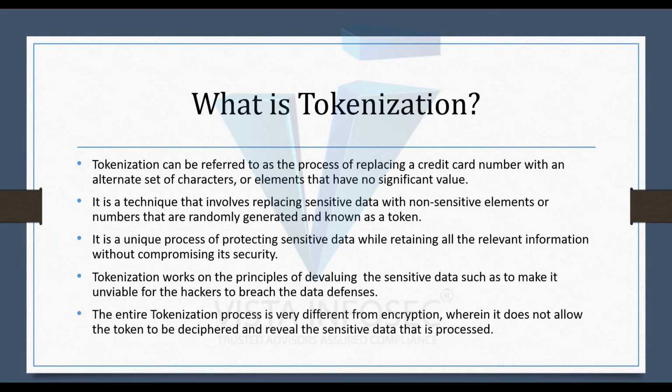Anyway, so what is tokenization? Tokenization is the process of replacing a card number with an alternate set of characters or elements that have no significant value. As I said earlier, it will look like a 16-digit number, but that 16-digit number is not a card number. It is a technique that involves replacing sensitive data with non-sensitive, randomly generated elements, known as a token. That token is unique for a particular transaction or a person. So it retains all the relevant information without compromise. There is no way that you can reverse engineer a token and get the card number from it.